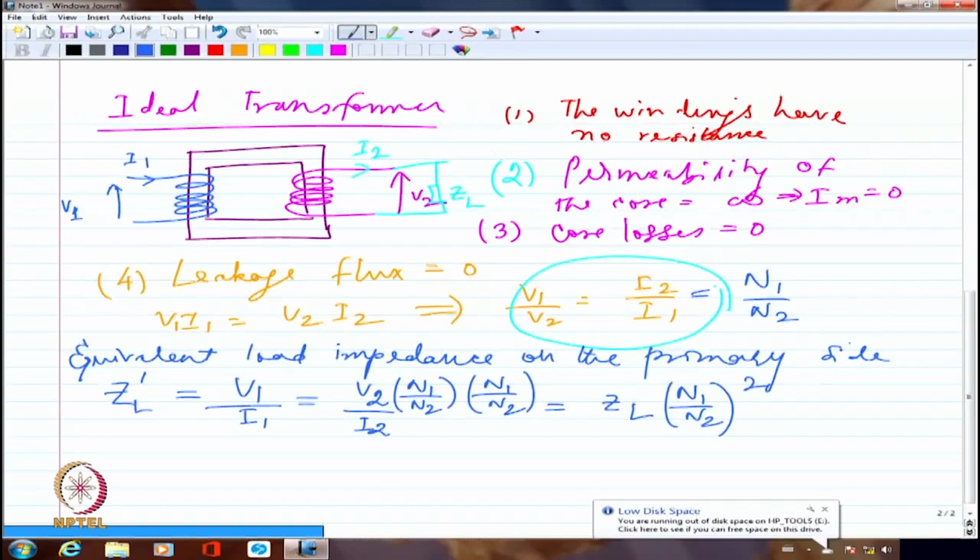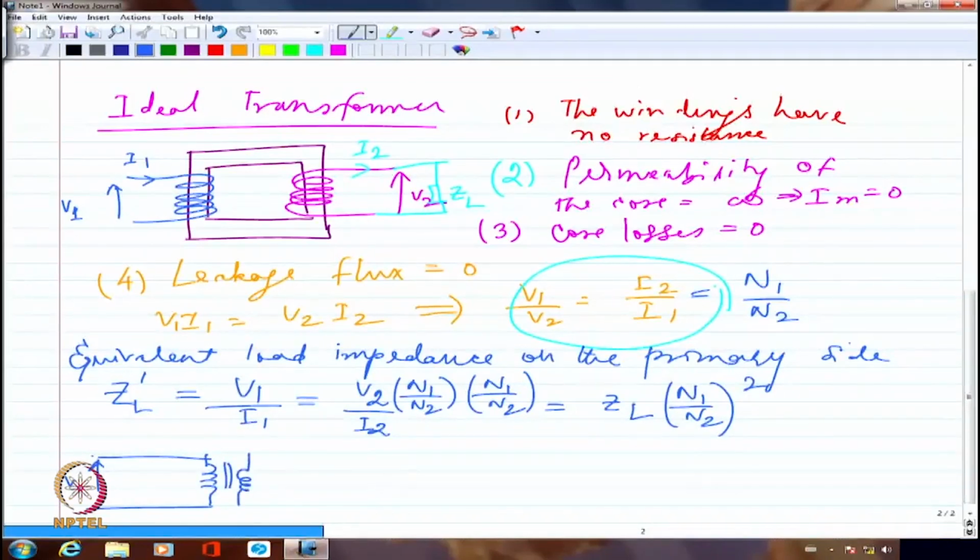Fine? So I should be able to draw it somewhat like this. If this is my primary side, this is what was V1. Originally I had one winding here, another winding here, and here is V2, and I had connected ZL here.